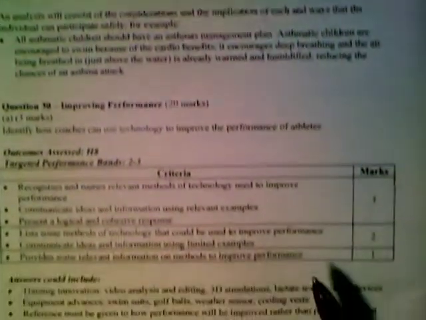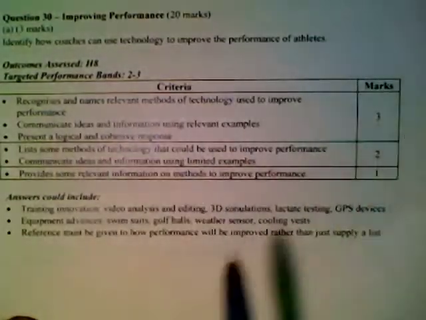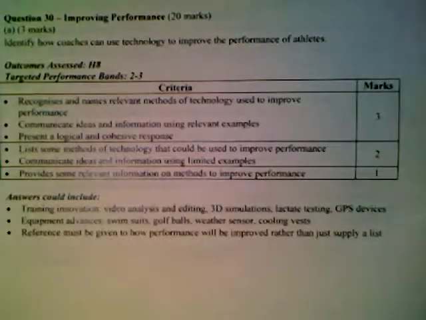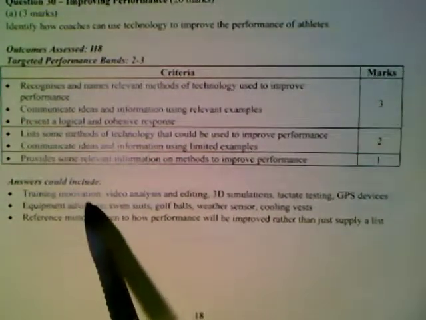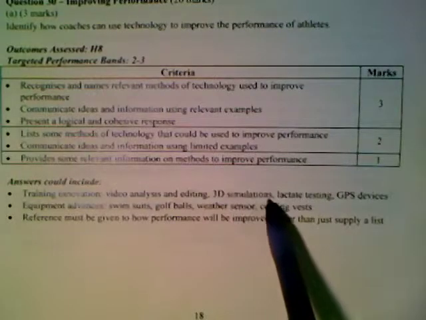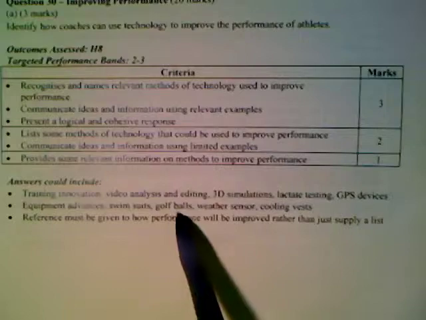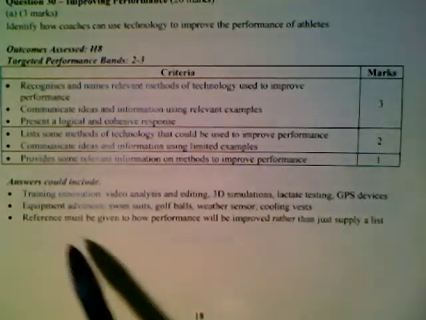When we look at the marking guidelines, we'll just note it here. Obviously, to get 3 out of 3: recognise and name relevant methods of technology used to improve performance. That's what the question needs to come back to. And some suggestions down the bottom: training innovation, video analysis and editing, 3D simulations, lactate testing, GPS devices, equipment advances, swimsuits, golf balls, which we saw in the good response, weather sensors, cooling vests.